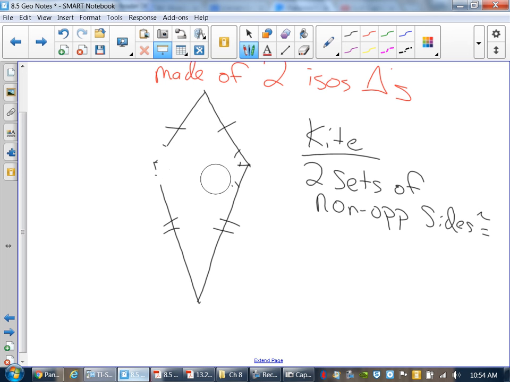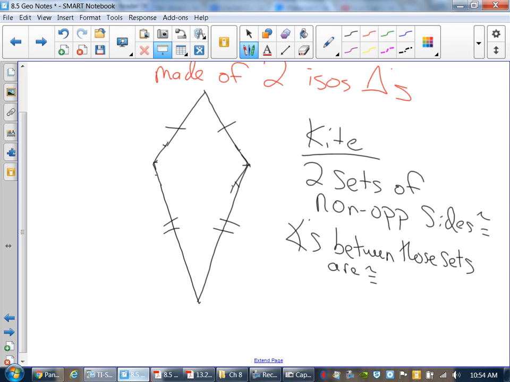Let me draw this here. The angles between those two sets of sides are always congruent. Those two. Does that make sense how it's worded? I'm trying to word it so it's not wordy, if that makes any sense at all.